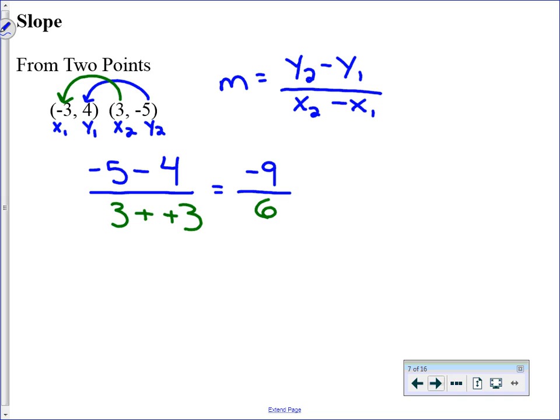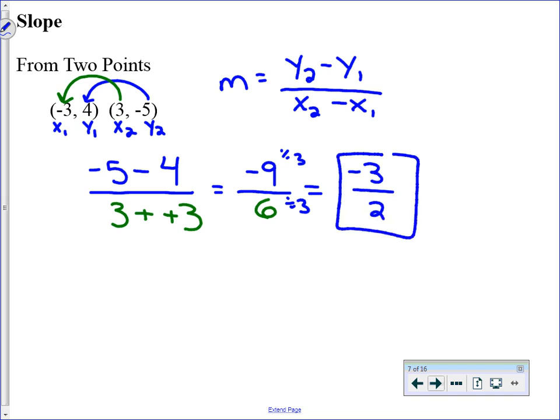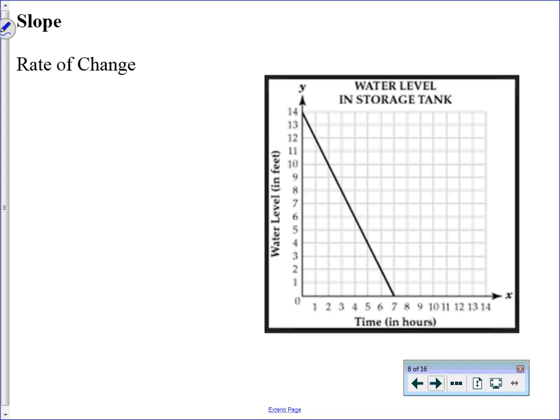So some of you are looking at this answer of a negative 9 over 6 and thinking, I'm done. But we can reduce this into lowest terms. So what number goes into both of these? Hopefully you see that we can divide both by a 3. We now wind up with our final answer of a negative 3 over 2 for our slope. So now you have just done the second method on how to find slope.